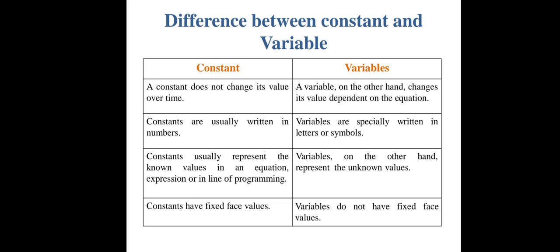The third difference: it represents the known values in an equation, an expression, or a line of programming. So a constant will have a specific value such as 8, 10, 12 as a numerical number, but we don't know the value of variables, so a variable is an unknown value. The fourth difference: a constant has fixed place values, but a variable does not have fixed place values.